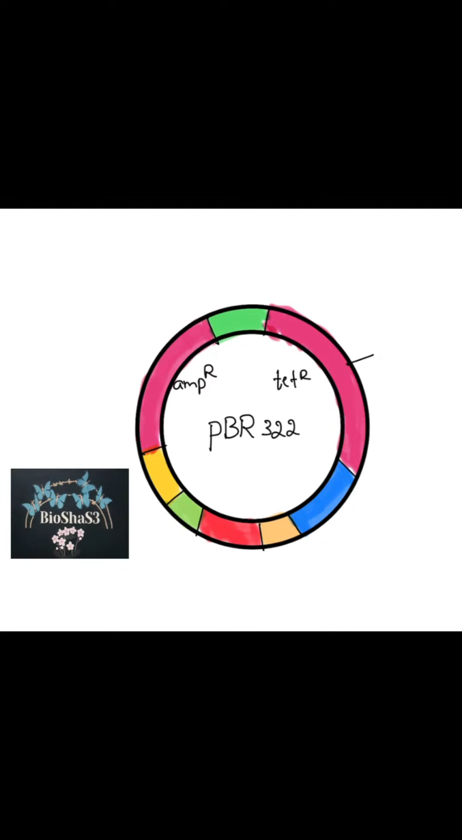So there is a site for recognition for BamHI. Then this is a site for SalI. Then this is a site of recognition for PvuII. Then this is ROP. Then this is an ORI site. Then there is a site recognition for PstI. Then there is a recognition for PvuI.